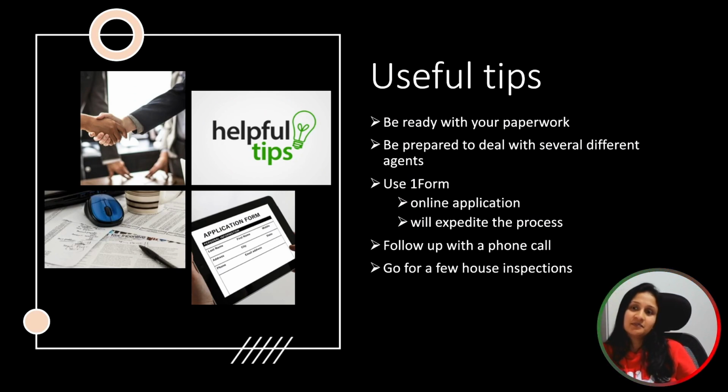Here are some useful tips for you to find a rental property in Australia. You have to be prepared with your paperwork as we discussed in our previous video, and also you have to be prepared to deal with several different agents. You can also fill in one form, which is an online application, and this will expedite the process as it will have more information than a usual rental application given to you by a property agent. So you can apply for a property even if you are not there in person by filling in this one form.